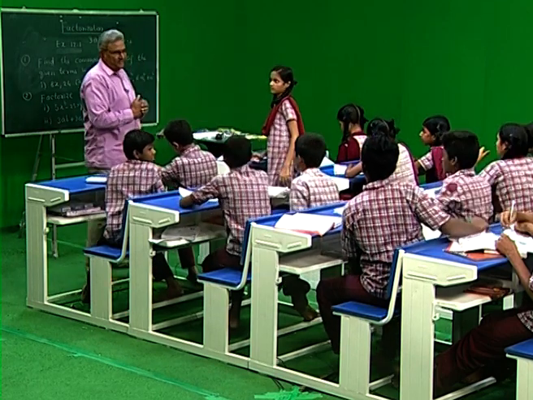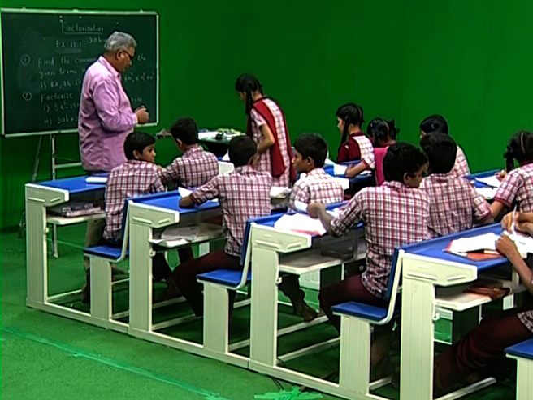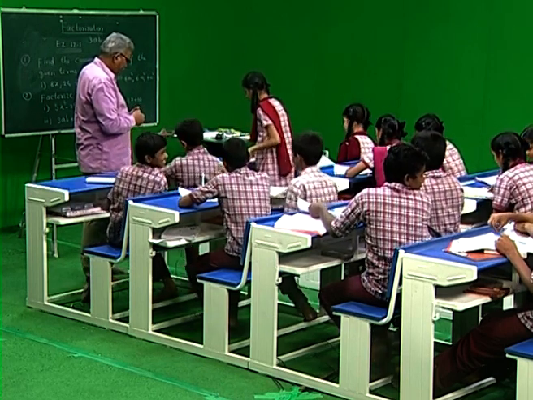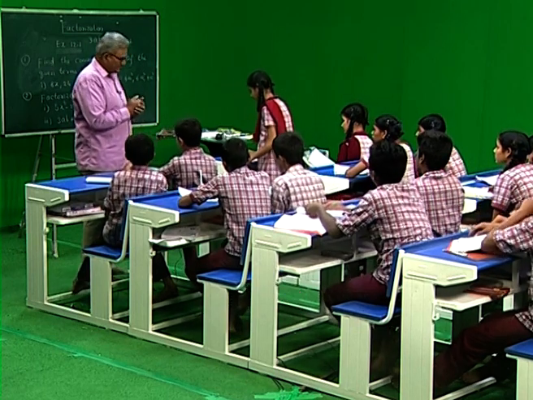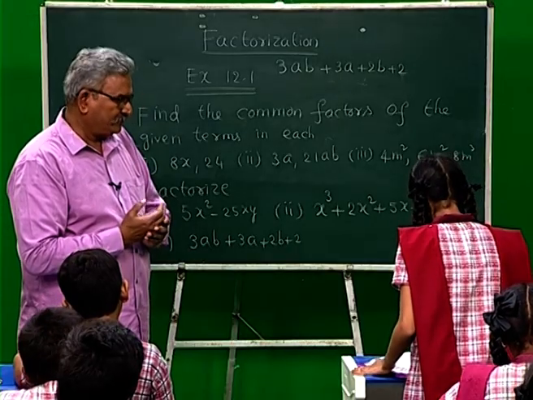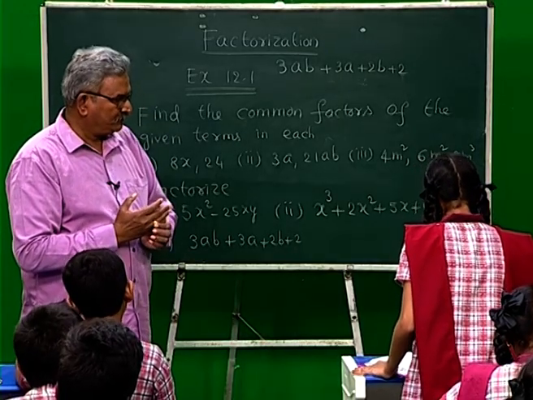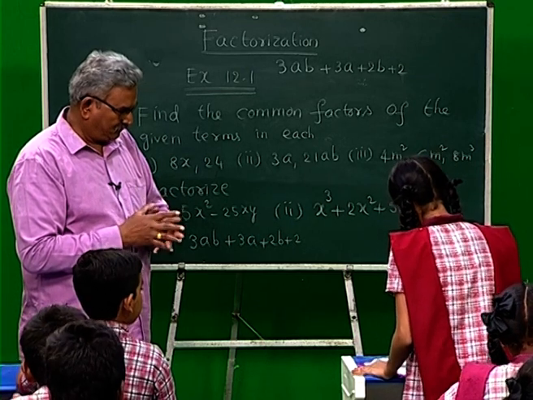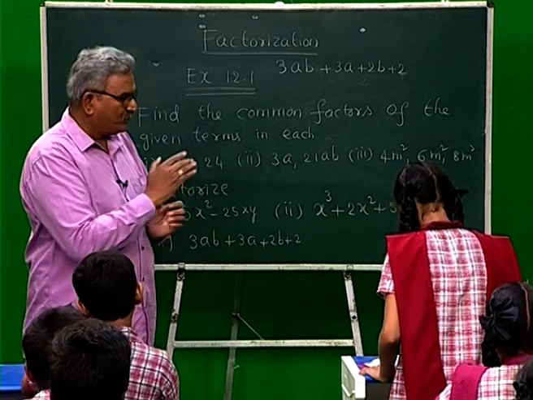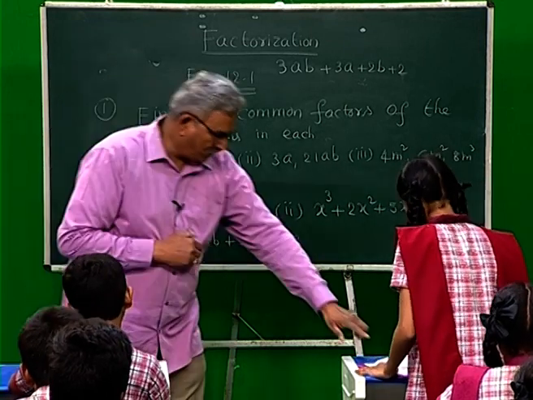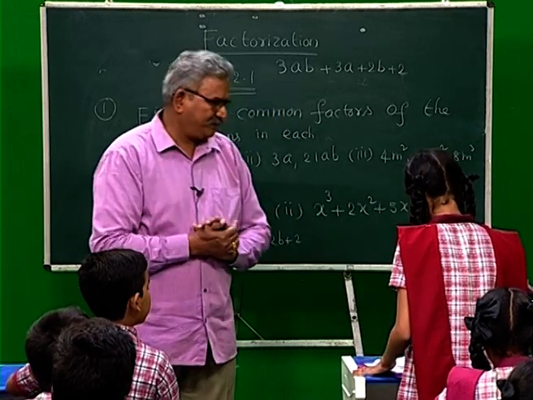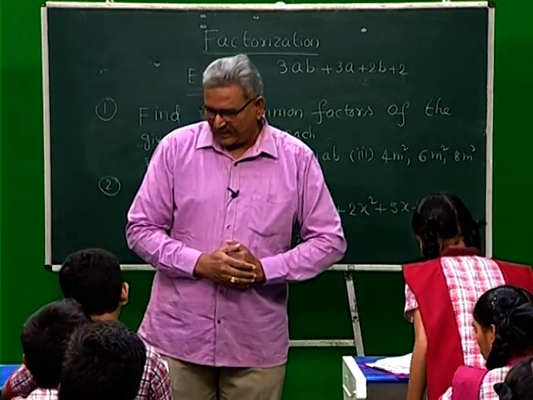All of you listen carefully. Shravani. 8x and 24. 8x equals 2 into 2 into 2 into x. 24 equals 2 into 2 into 2 into 3. Only 2 into 2 into 2 is the common factor. So 2 into 2 into 2 is 8. Clear? Sit down.